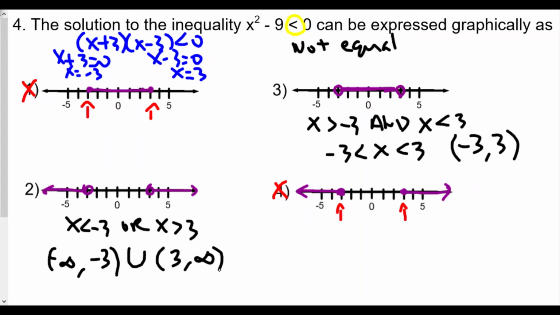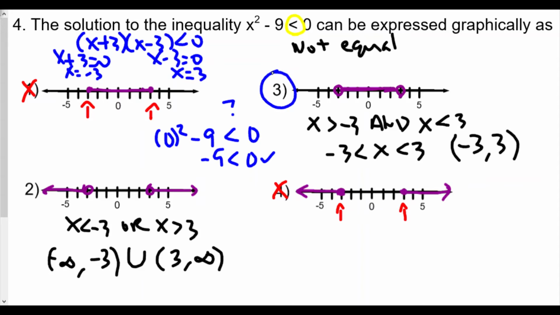So now, how do we see which one works out? Well, we can probably pick a value like 0. Does 0 work out? So let's take a look. 0 squared minus 9, is that less than 0? Well, negative 9 is less than 0, and so that works out. And the only choice where 0 is shaded is choice 3. And so that's one way to do this as well, in case you had to figure out values.